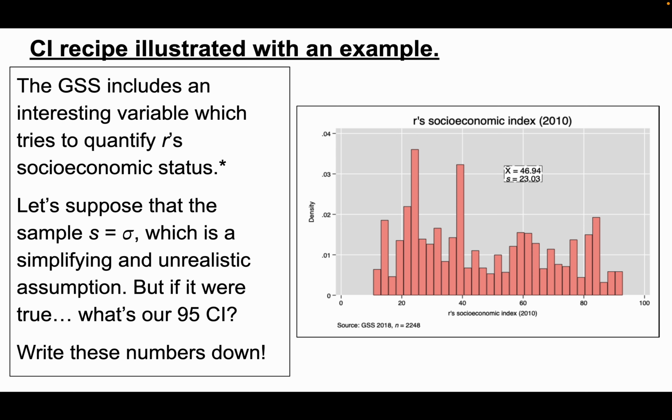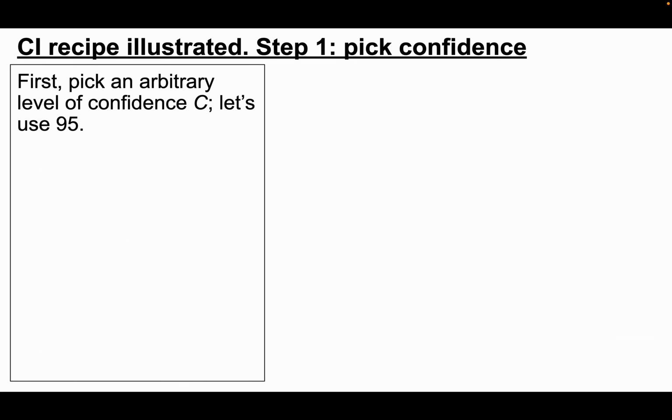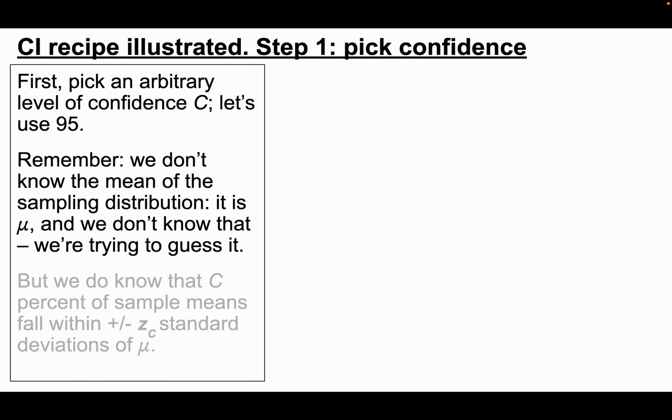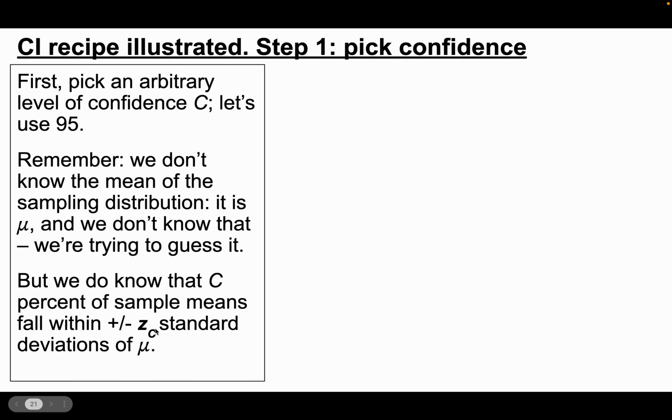So now let's go ahead and solve the problem. So our first step is to pick a level of confidence. We can pick any old number. Let's use 95% for simplicity. Remember, we don't know the mean of the sampling distribution. It is mu, and we don't know that. We're trying to guess it. But we do know that C% of sample means fall within, plus or minus, some critical value, standard deviations of mu. And I'll just call this z sub c, or z, for short, with the implicit idea that you know that it's some specific z that corresponds to c.